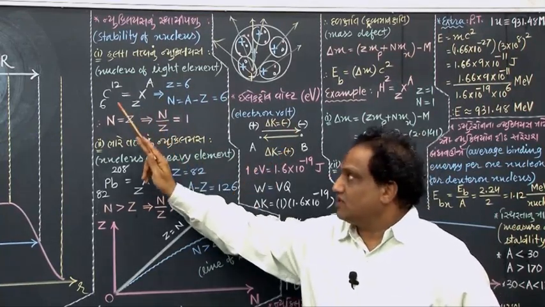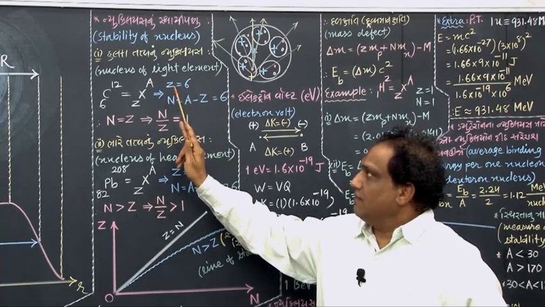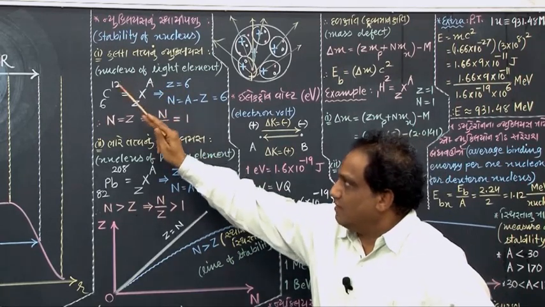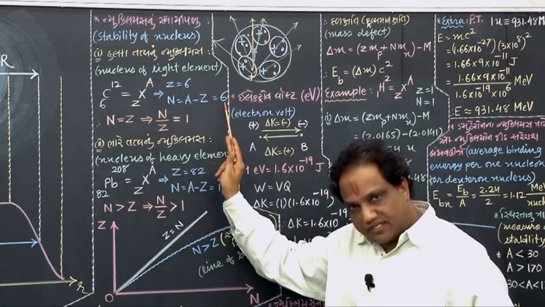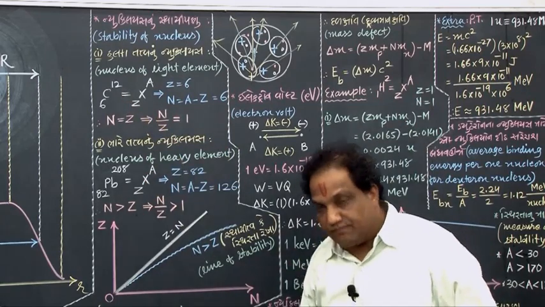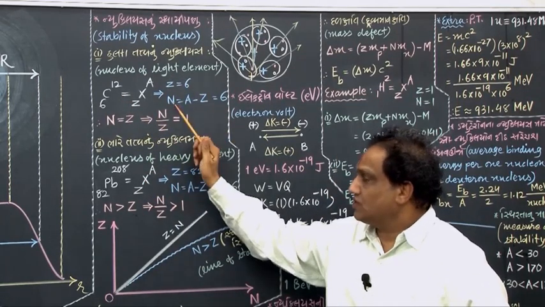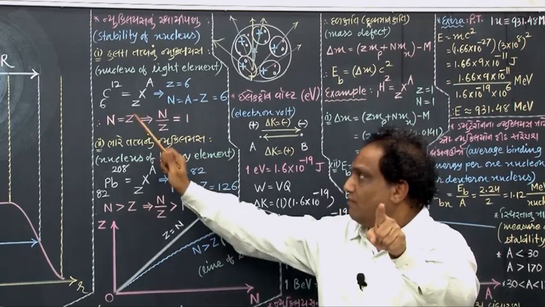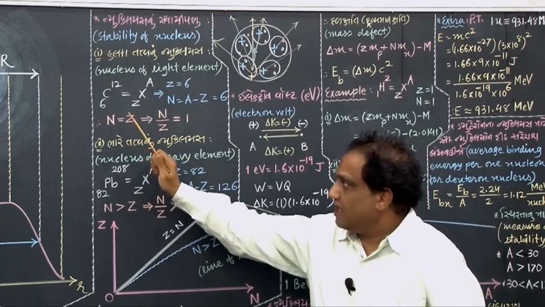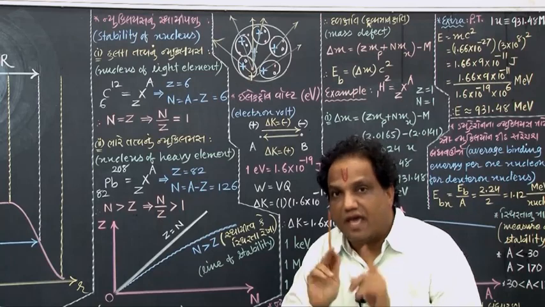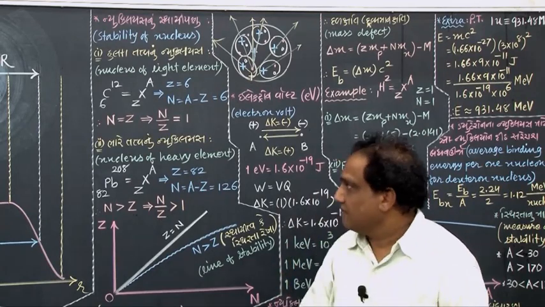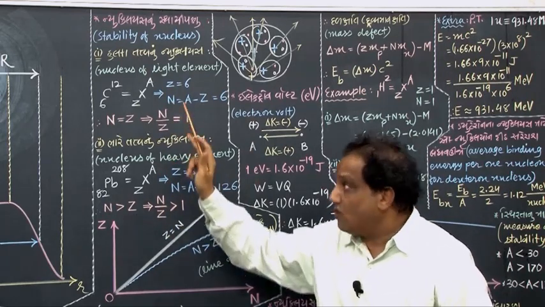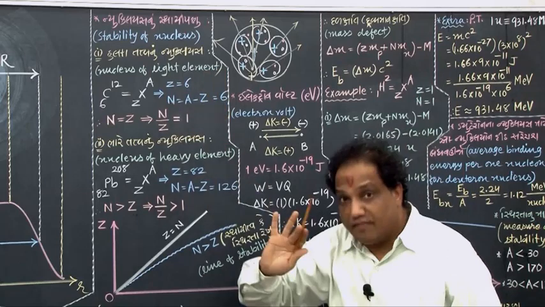Then you will get Z equals 6. And number of protons is 6. What about number of neutrons? It is A minus Z. So it is 12 minus 6, that is 6. So in the nucleus of carbon atom, there are 6 protons and 6 neutrons. Whatever is number of protons, same is the number of neutrons. So you can say number of protons and number of neutrons are equal, meaning thereby N equals Z. Then if you take Z in the denominator, then N upon Z will be equal to 1. But this is true for nucleus of light element.